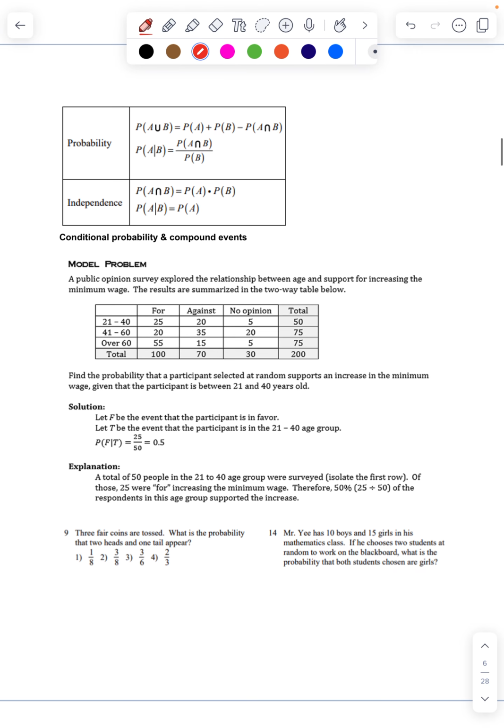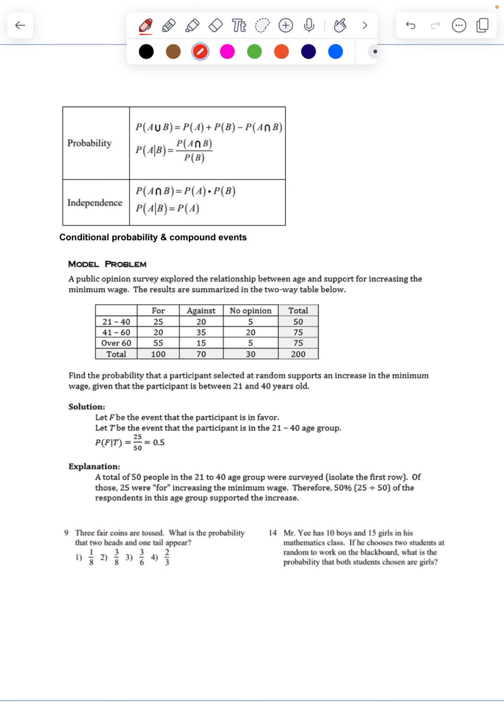Okay, now let's take a look at conditional probability and compound events. We kind of just did them, but they go together. This is the stuff with the given. A public opinion survey explored the relationship between age and support for increasing the minimum wage. The results are summarized in the two-way table below. Find the probability that a participant selected at random supports an increase in the minimum wage, given that the participant is between 21 and 40 years old.